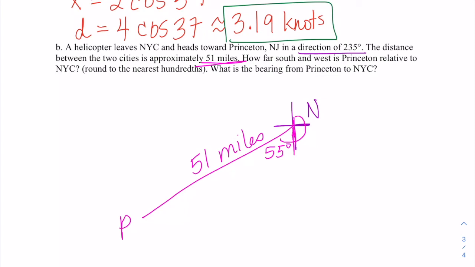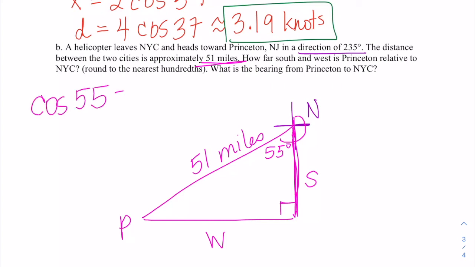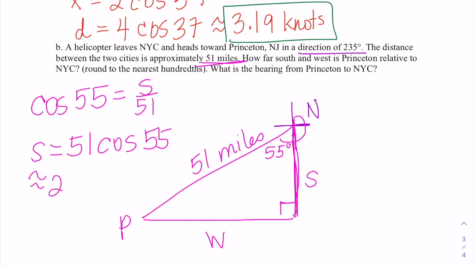What we want to find is how far south, how far west. So we can actually just draw a right triangle here. That's easy. So I'll make this my south, I'll make this my west. And we want to figure out the bearing from Princeton back to New York City. When we look at the south first, I can use this 55, and so I know the cosine of 55 equals the south over 51. So my south will just be 51 times the cosine of 55, and that's approximately 29.25 miles.